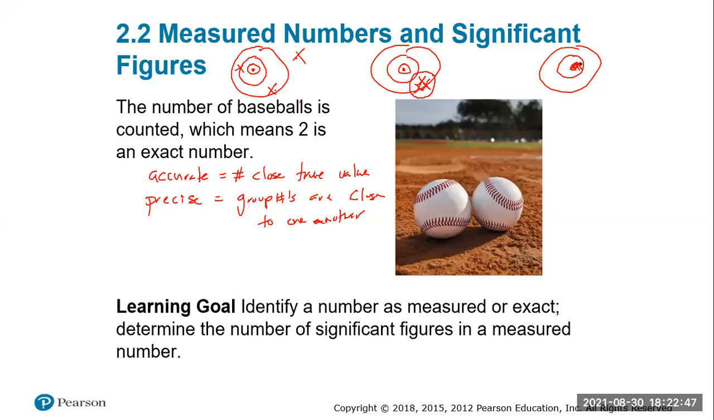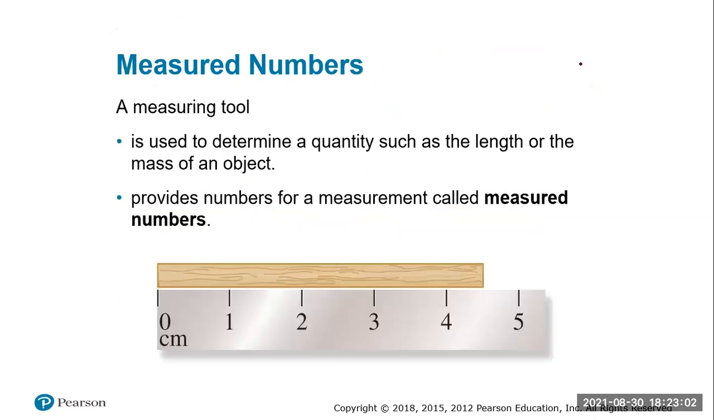So when we take measurements, we kind of want to do both. We want to be very accurate and very precise if we're taking multiple measurements along the way. So let's talk about how to properly take a measurement. First, you need some type of tool to help you along the way with that. And we have a measured number.